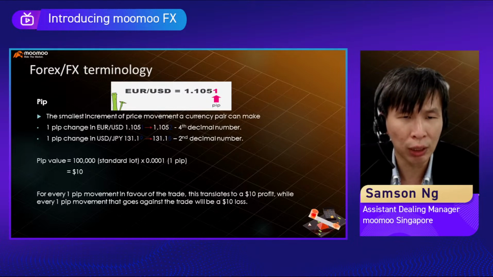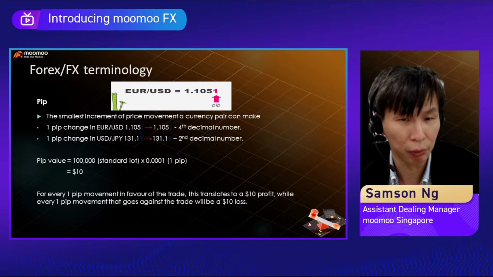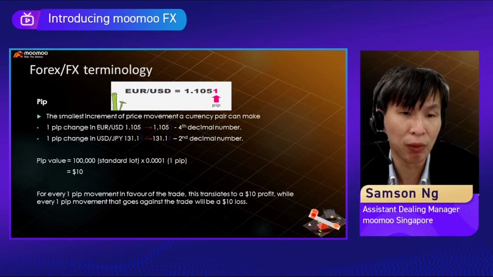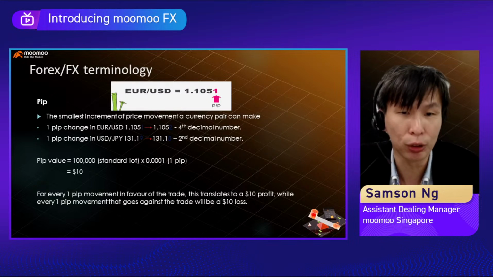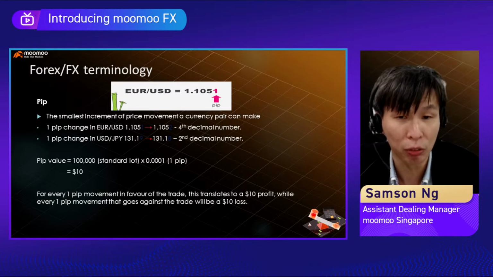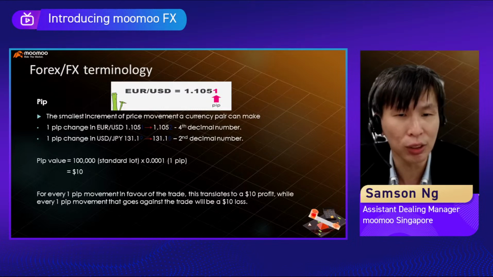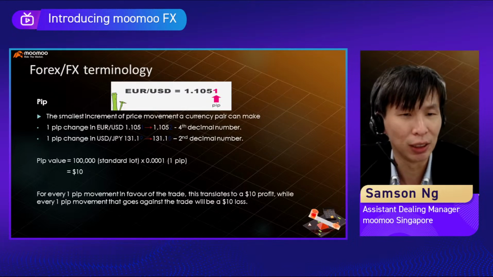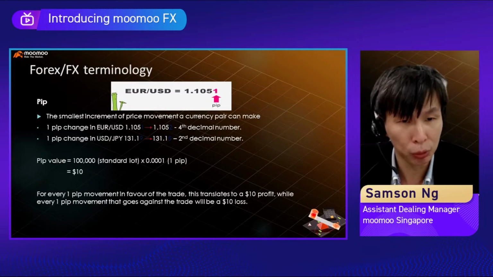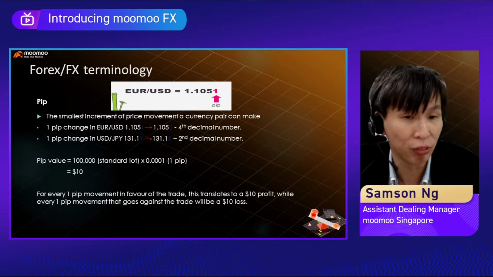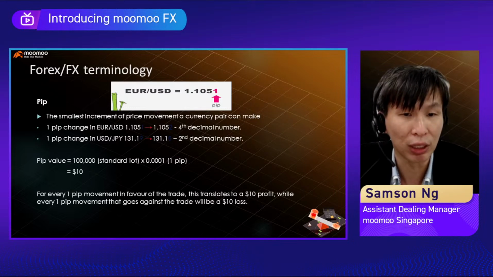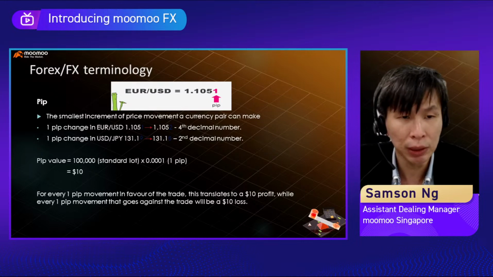And for those who are wondering how to calculate the value of pips, actually we calculate it by the standard lot multiplied by 1 pip, which will equal to a value of $10. So every 1 pip movement in favor of your trade will translate to a $10 profit, while every movement against your trade will be a $10 loss. It's so easy. And many who trade FX before might notice that nowadays FX rates are usually priced in 5 decimal number, also known as the fractional pips. Slide 7, please.